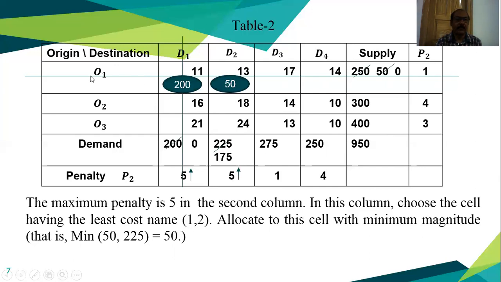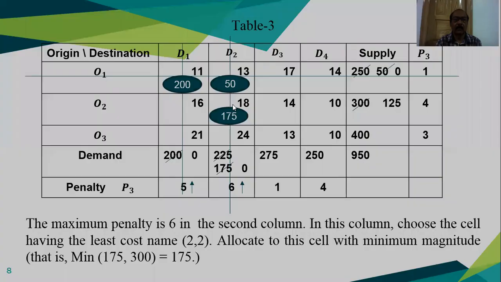Now since origin 1, that is row 1, has nothing available, we can block it by a line. So the first column and first row are blocked. That means they do not come into consideration in further calculation. So this portion is only for our next calculation.